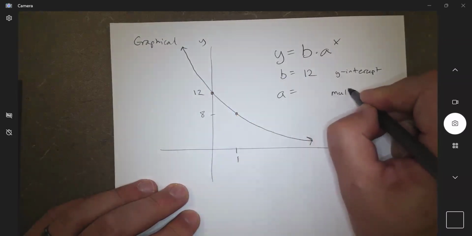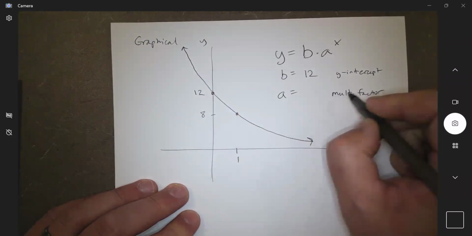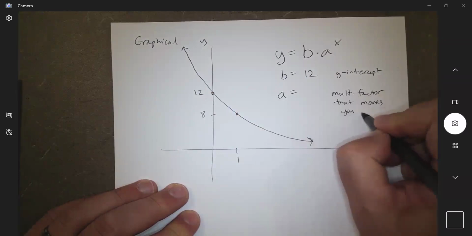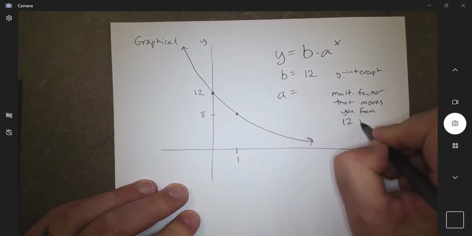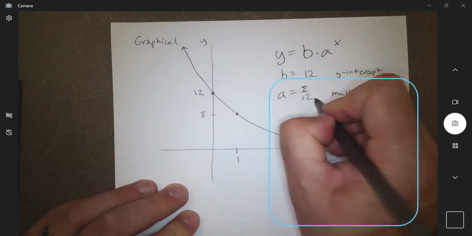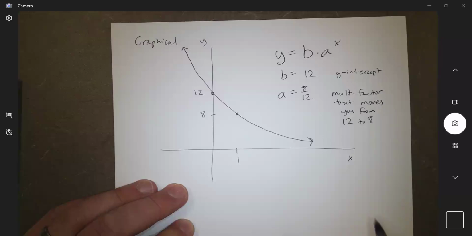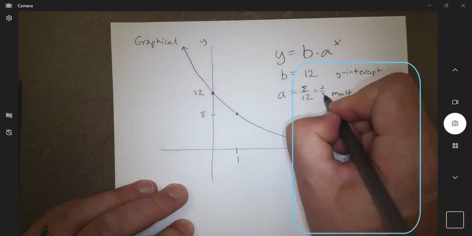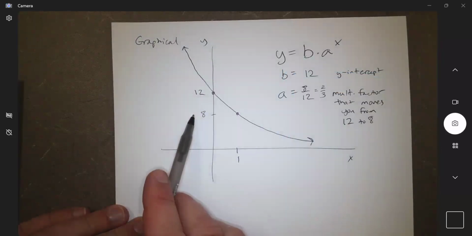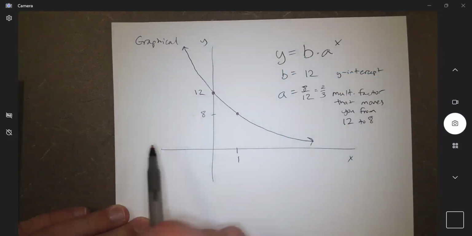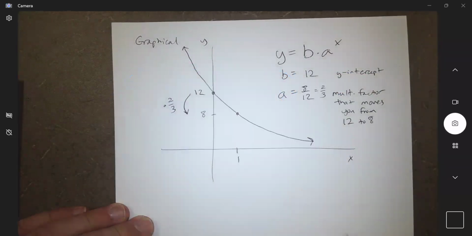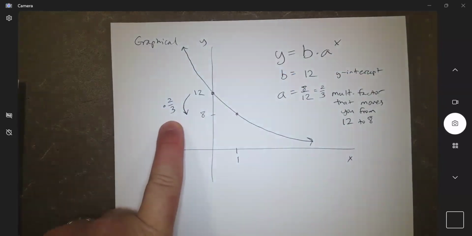This is the multiplication factor that moves you from 12 to 8, which is 8 over 12, or 2/3. How do I get from 12 to 8 with multiplication? You multiply by 2/3, and that's your multiplication factor.